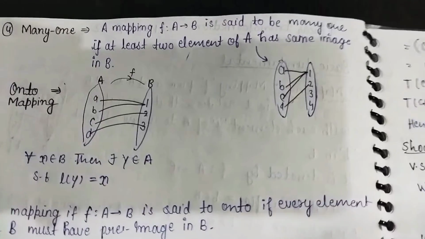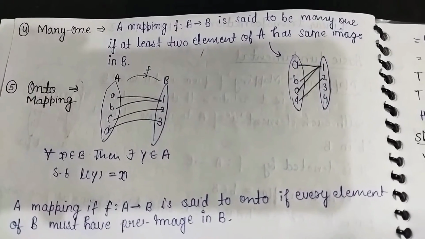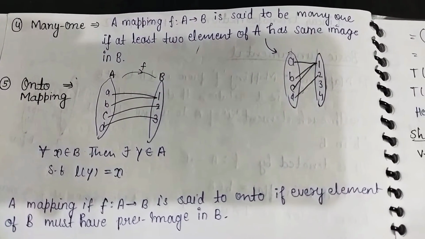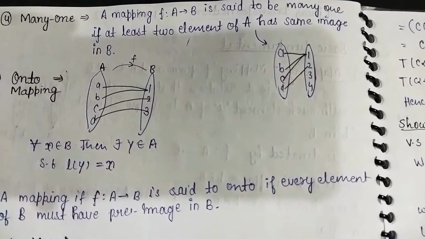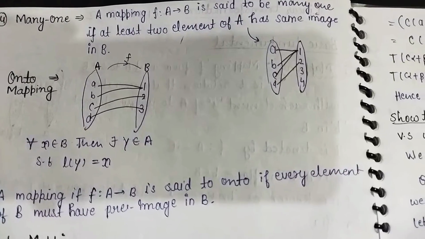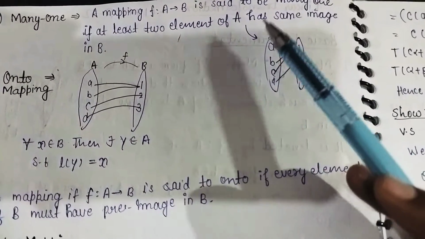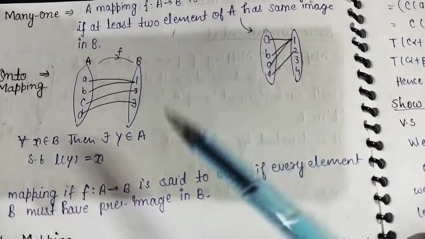Now come to the fourth point, many-one. A mapping F: A → B is said to be many-one if at least two elements of A have the same image in B.